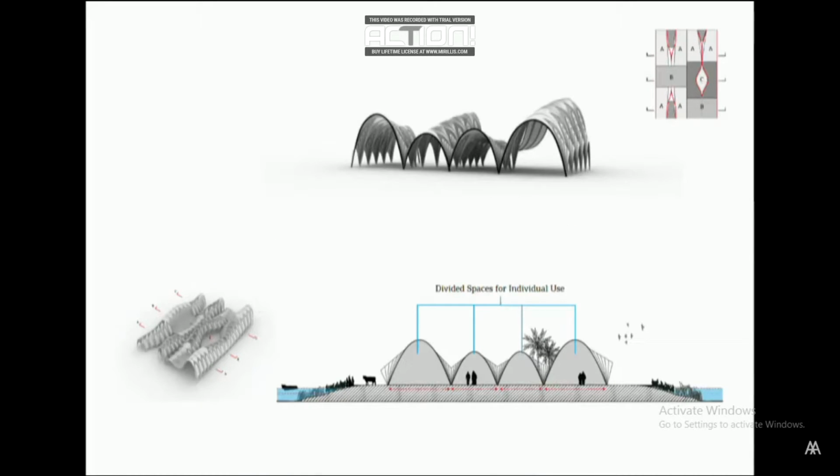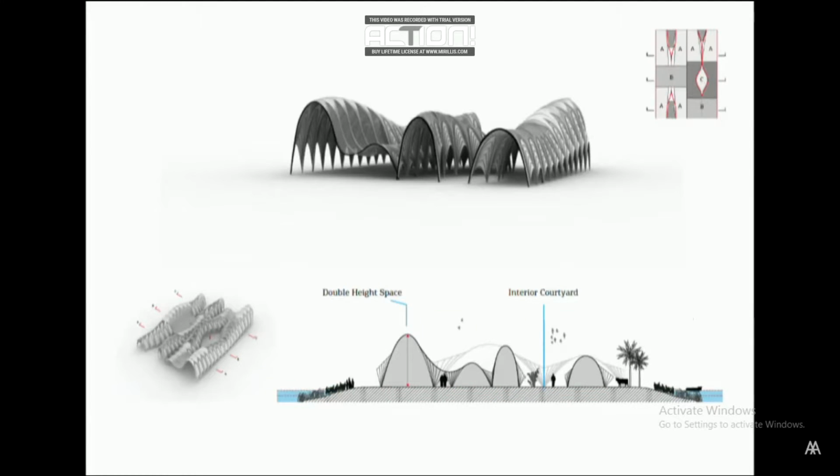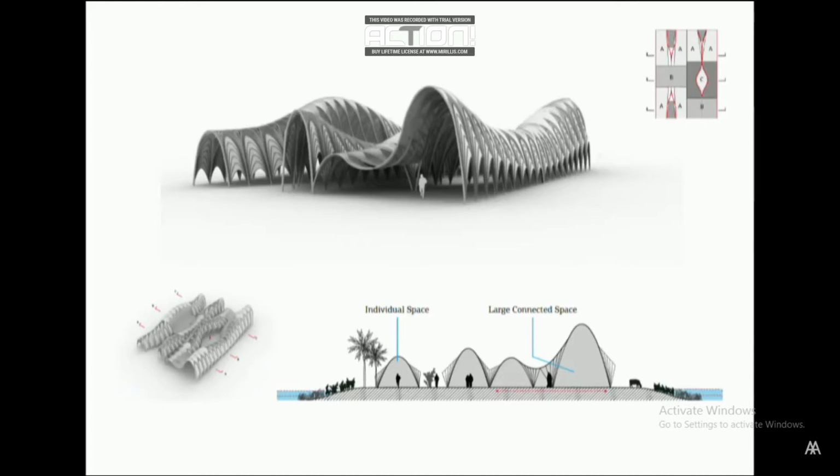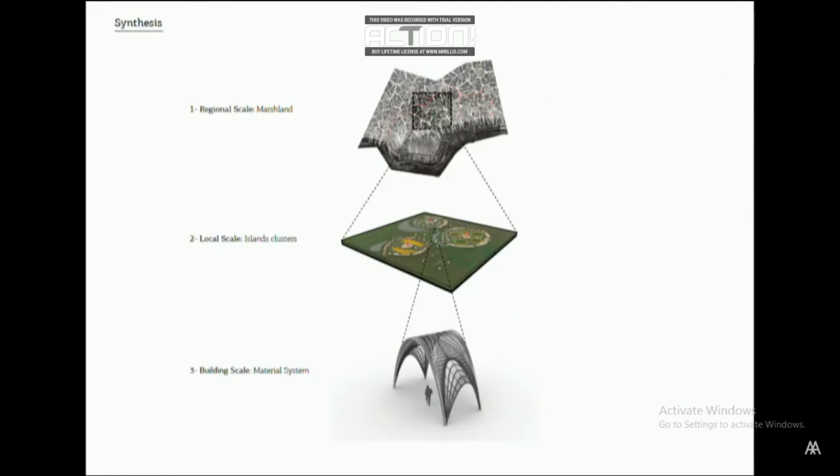In section, we see how a series of rooms can be created by dividing a space into multiple independent arches. In other areas, the envelope merges, creating spaces with larger spans, or is pulled apart to create interior courtyards. Within one building, a series of large and small spaces and transitional areas can be created which act as private and common rooms.